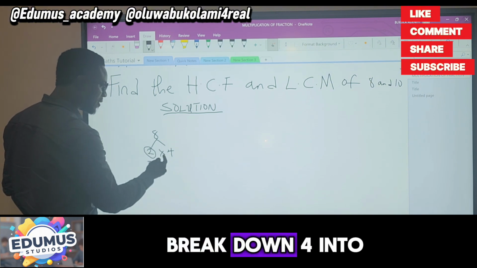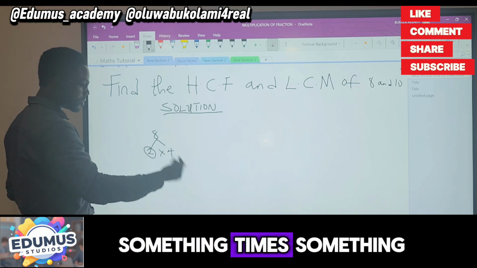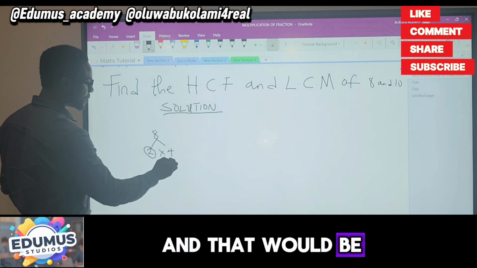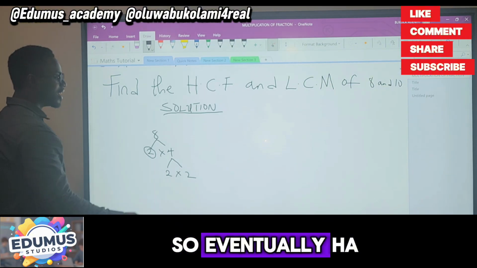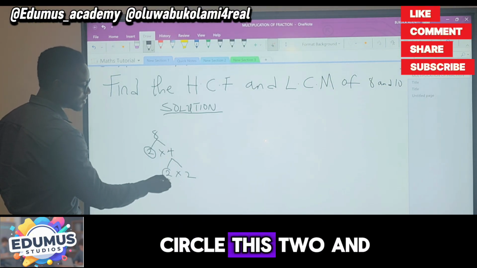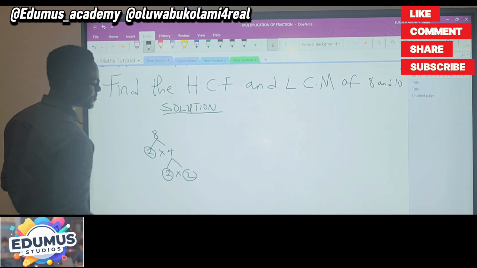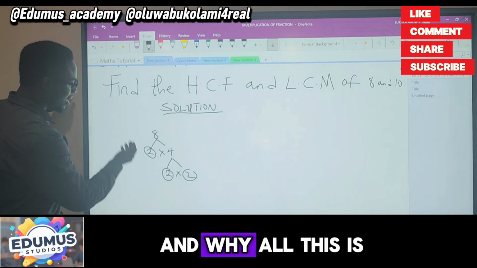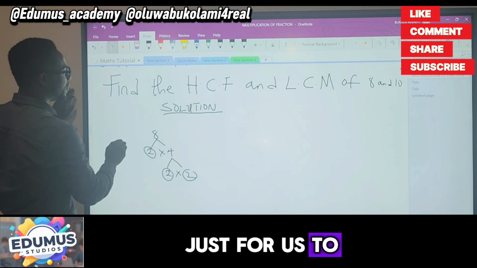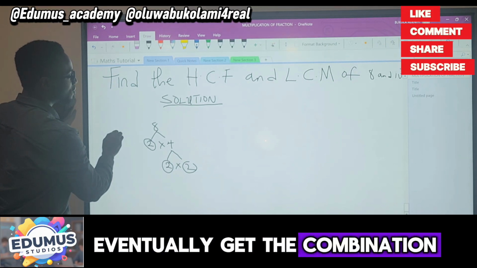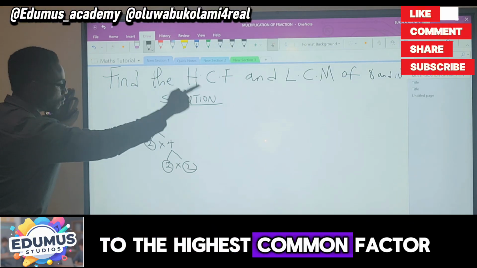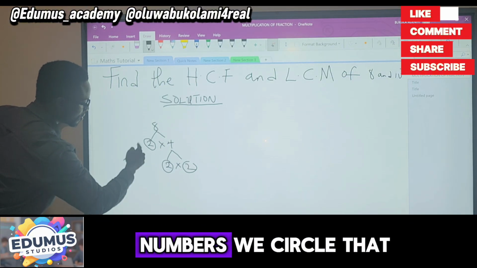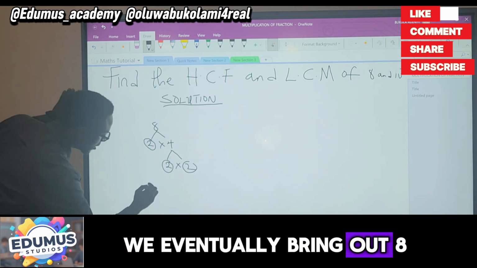But we can still break down 4 into a pair factor, something times something, and that will be 2 times 2. So eventually, we still circle these 2 and circle these 2. And why all this? It's just for us to eventually get the combination of numbers that will lead us to the highest common factors. Because it's all the numbers we circle that we eventually bring out. 8.